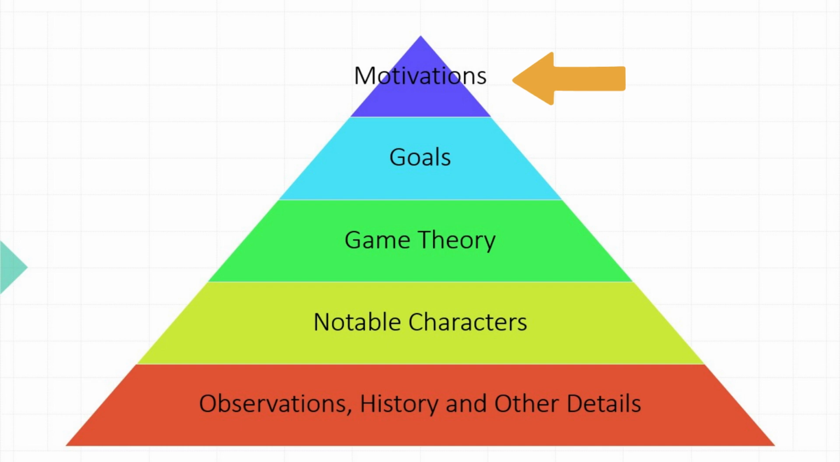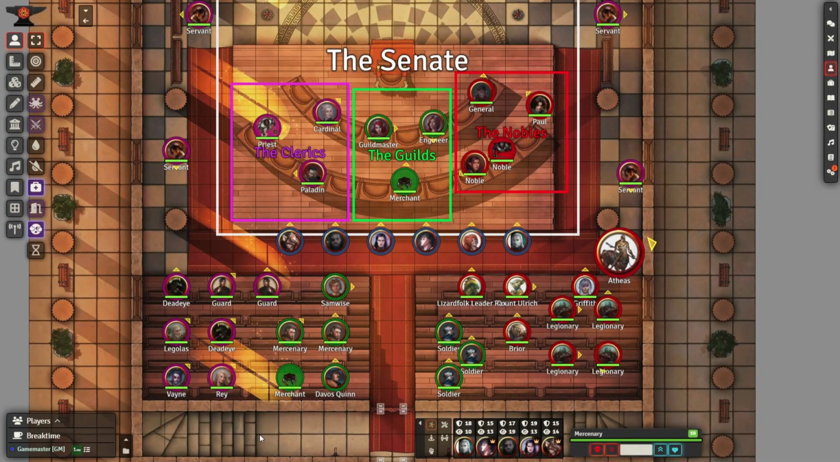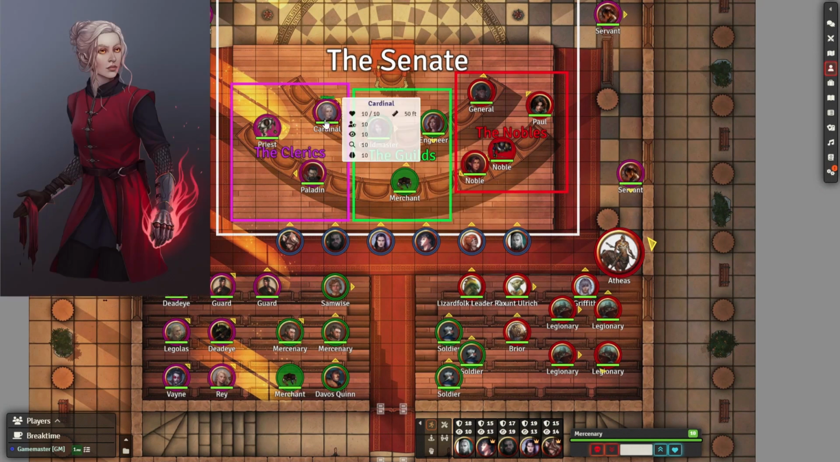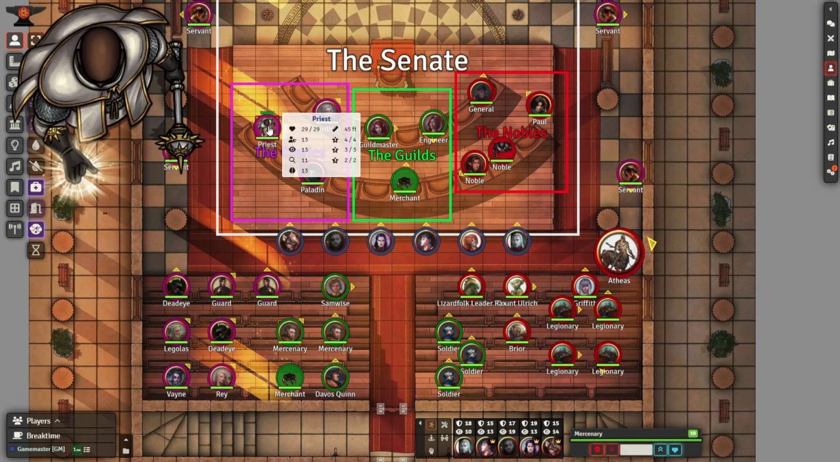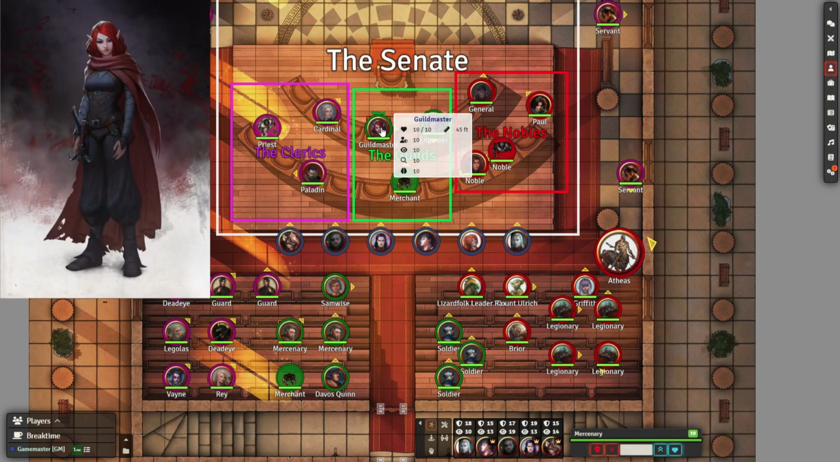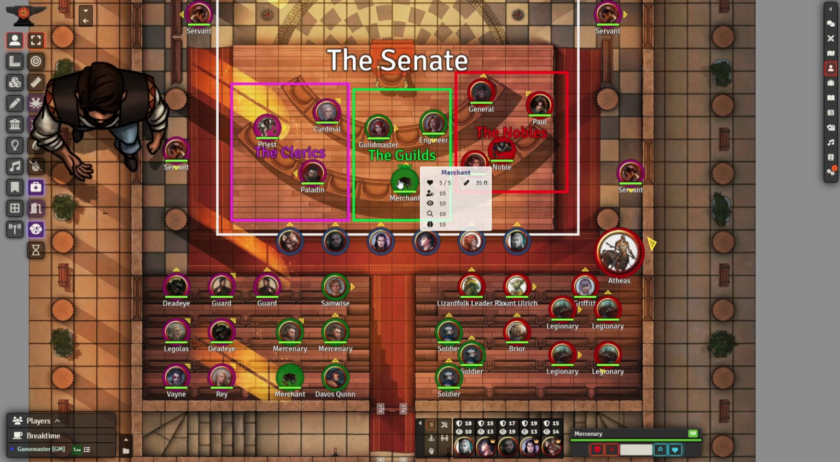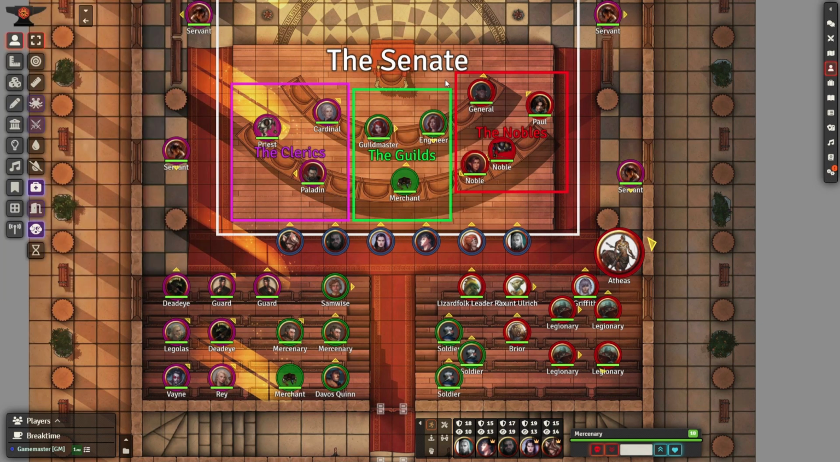At the top of the pyramid is your faction's motivation. Ask yourself what your faction would do if they had all the power, wealth, and influence they wanted. What would they do if they had total control? This should be an infinite pursuit that has no destination. This is an ideal that cannot be reached.